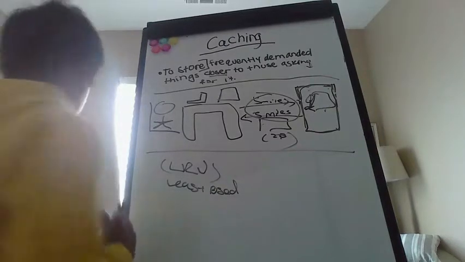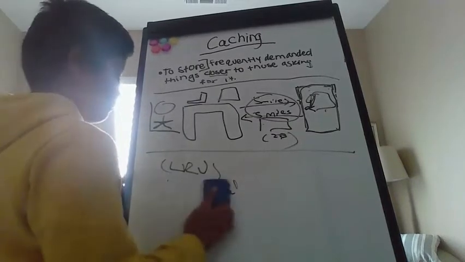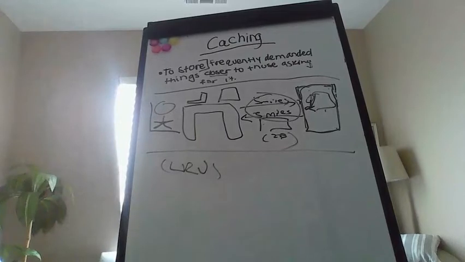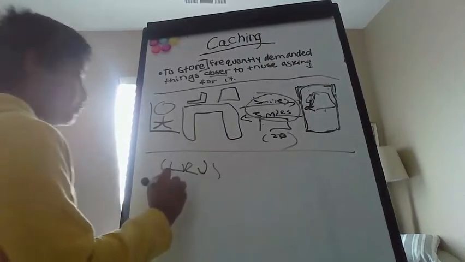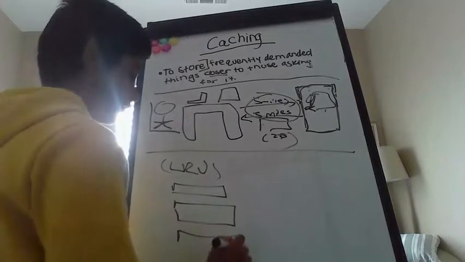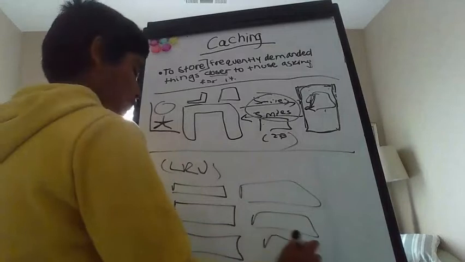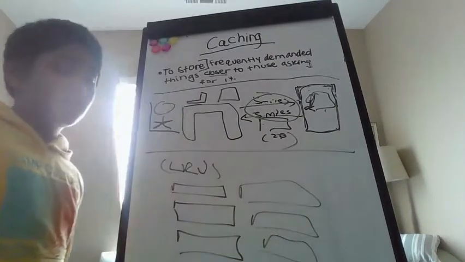For example, let's say that these books are the Harry Potter books. So this is the first one. This is the second one. This is the third one. This is the fourth one. This is the 5th one. This is the 6th one. And this is the 7th.